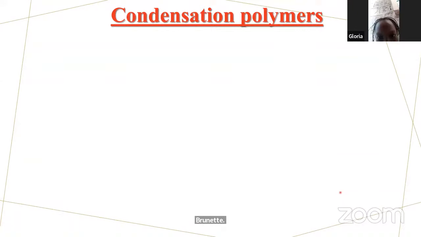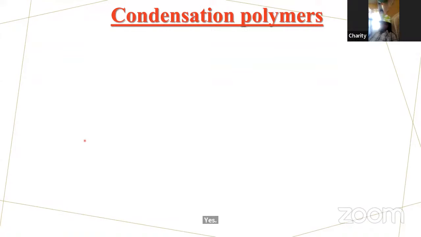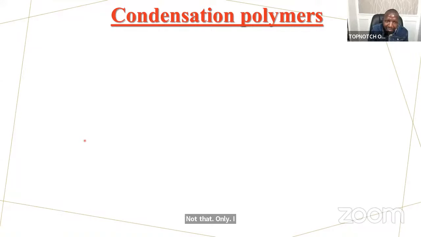Yes. Their names. So the only condensation polymer you're going to be tested on is only nylon 6,6. Not starch, it's only nylon 6,6. So let me take you through them.